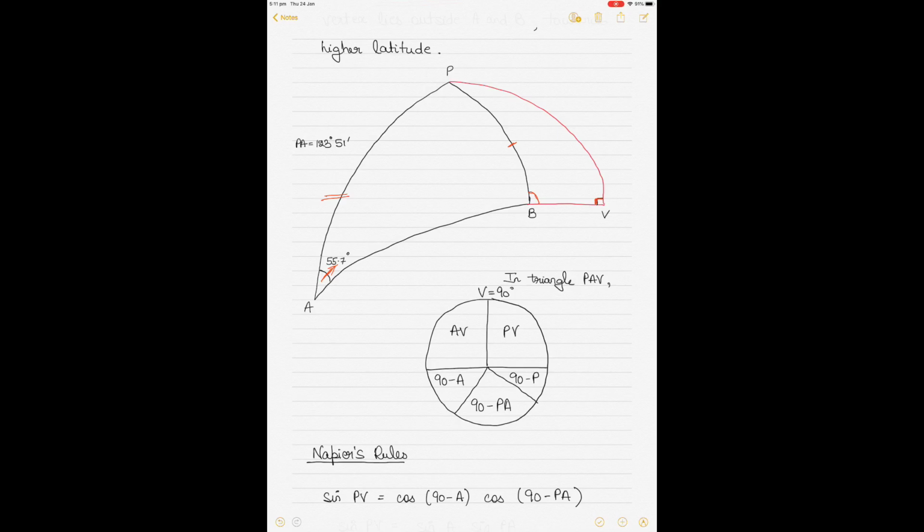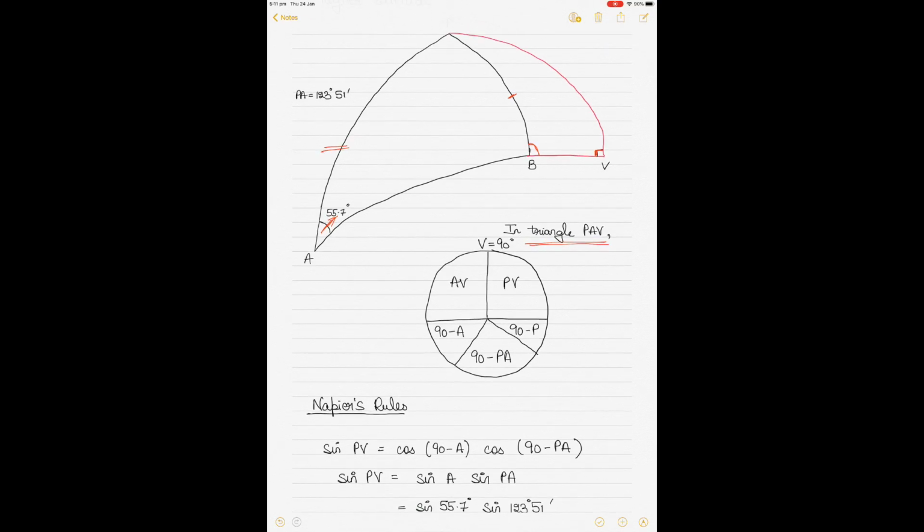Alright, so I have taken triangle PAV. For those of you who are taking triangle PBV, you can do so. Your answer will slightly differ from mine, but that's fine. But I'm using PAV, right? And again, I'm using Napier's rules because Napier's rules are used when it's a right angle spherical triangle. So the vertex is at a right angle, and you can use Napier's rules for that.